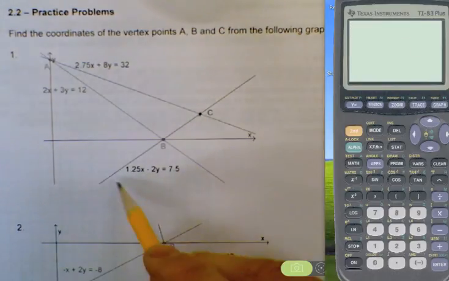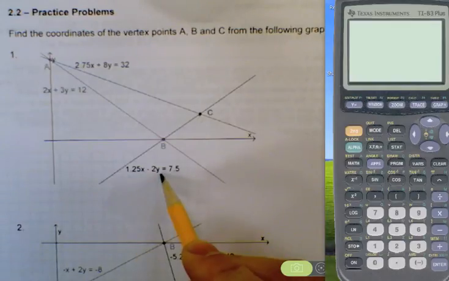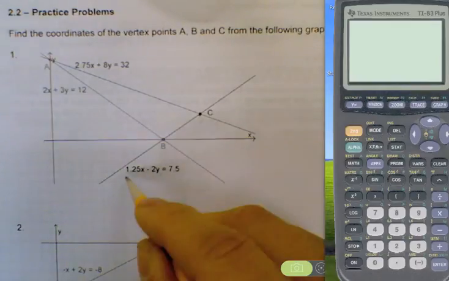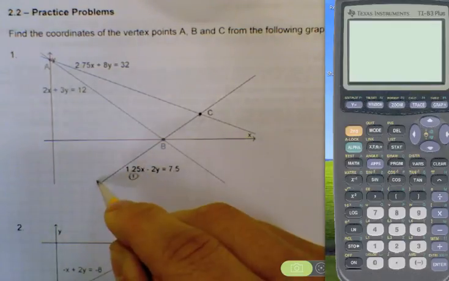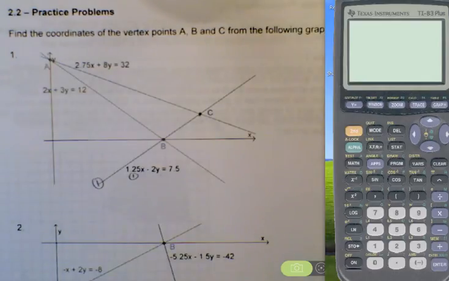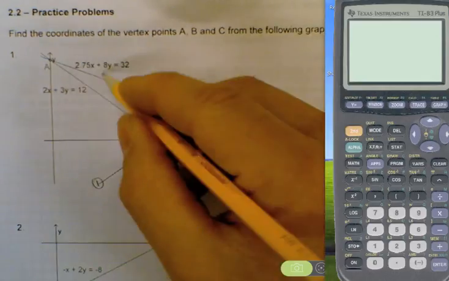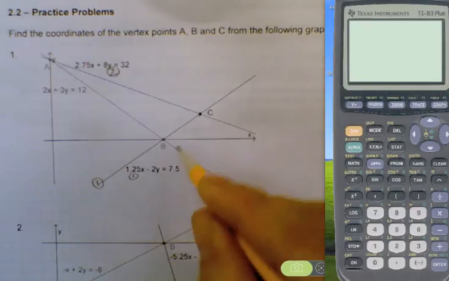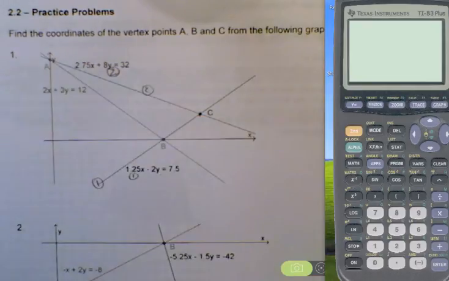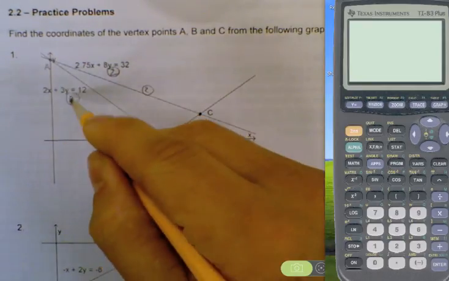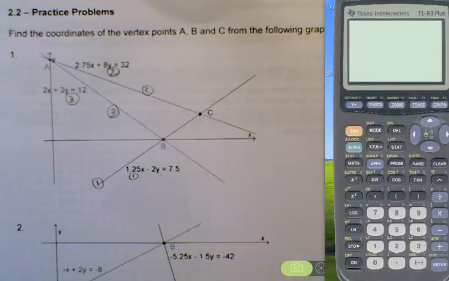So in this case, this 1.25x minus 2y equals 7.5, that's for this line here, right? So I'll call that 1, for example. Doesn't matter. The next one, I'll call this one 2, and it belongs with this line here, and 3 is that line there. I'm just going to label them so that it's easy for me to think through and to talk about which one is which.